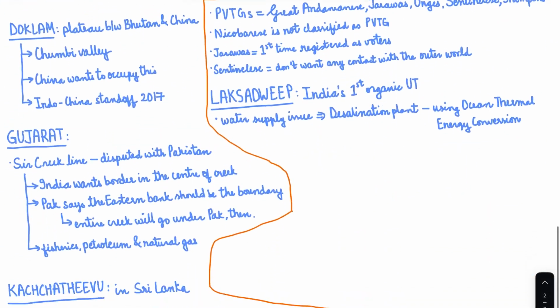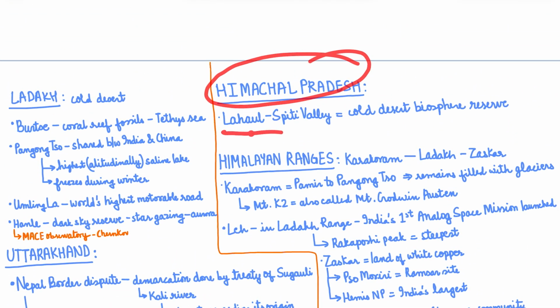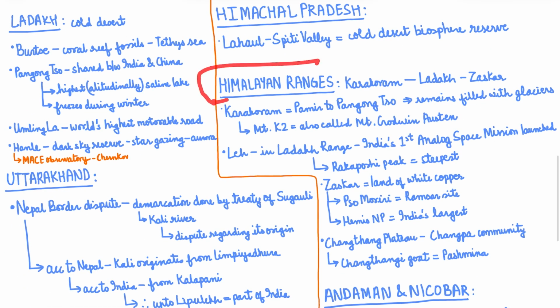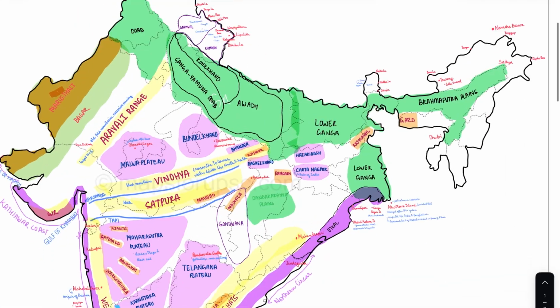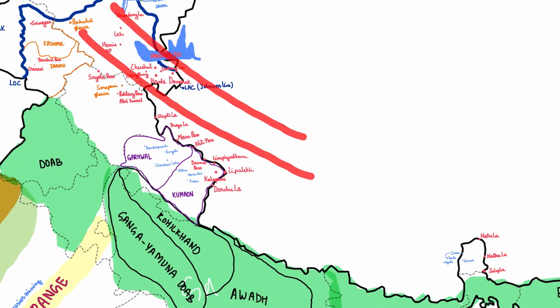So moving on to the sheet. Here in Himachal Pradesh, there is a Lahaul Spiti Valley and the Cold Desert Biosphere Reserve, as we have read earlier. Then the Himalayan ranges. So in the mountain ranges, we have covered all the major mountains of this range, but we are left with the mountain ranges which are in the Himalayas.